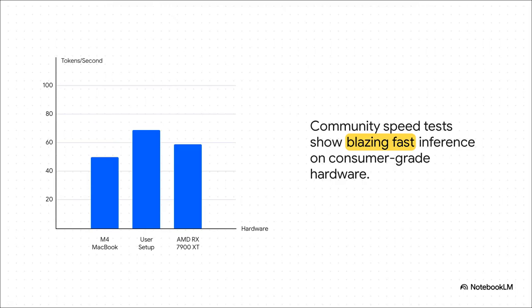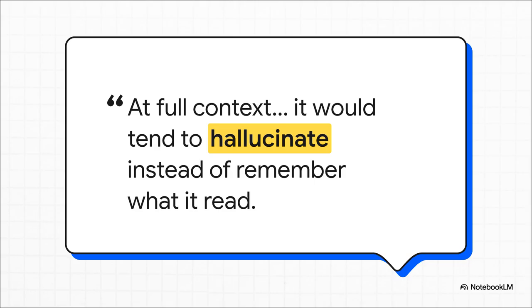The community is posting insane inference speeds on regular consumer hardware. People are getting 50 tokens a second on a MacBook, almost 70 on other home setups. So that core promise of efficiency, it's definitely delivering on speed. However, when it comes to long context, one of the biggest selling points of the architecture, the reviews are a little more mixed.